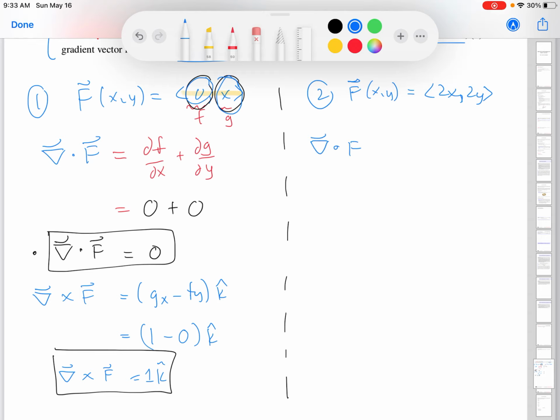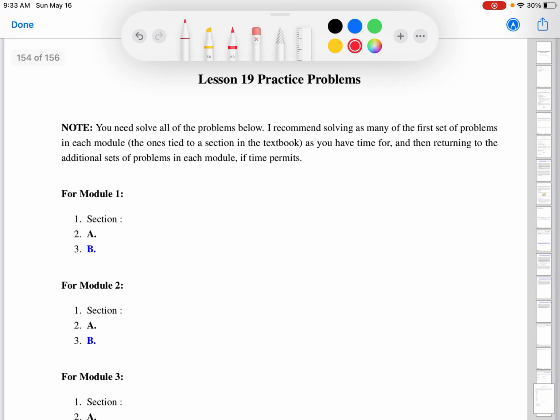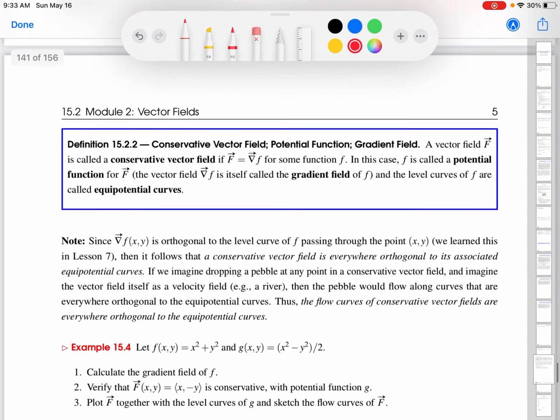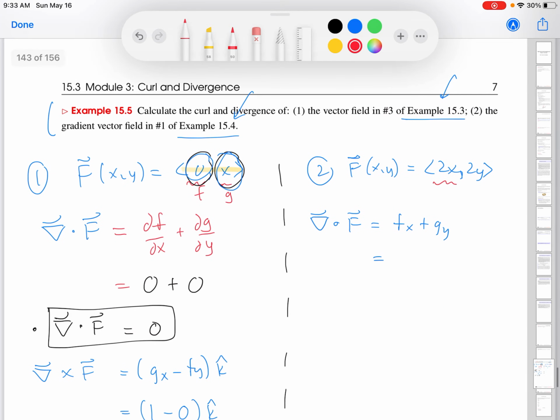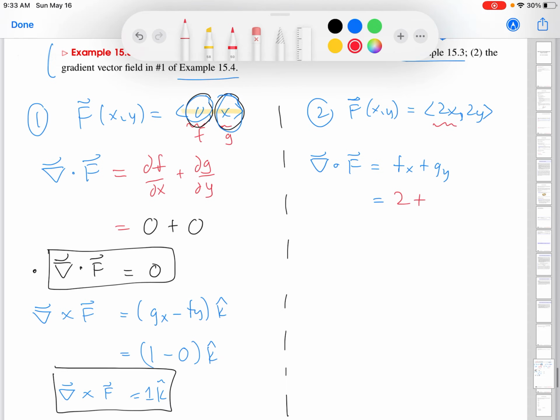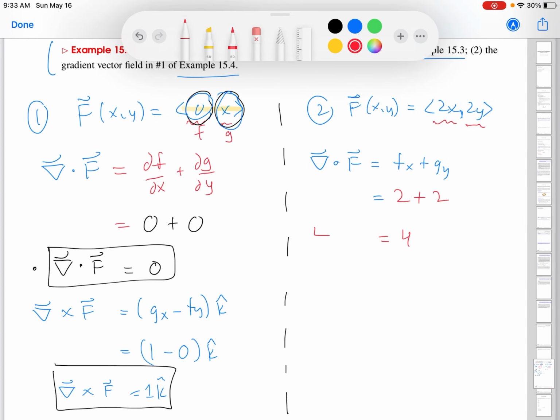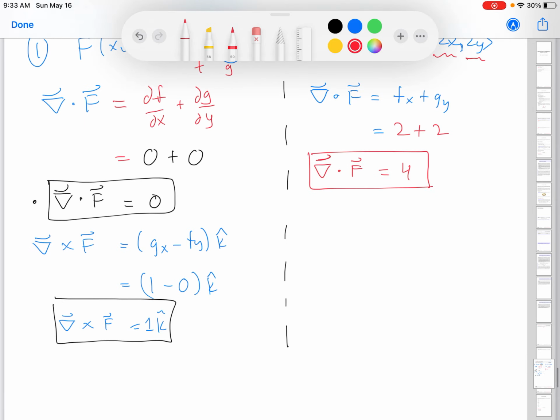So divergence here of the vector field f, again f_x plus g_y, and here is my f. It does depend on x. f_x there is 2. And then g_y, well, this is 2y. Partial with respect to y here is also 2. So I get 4. So this vector field does not have a 0 divergence. This vector field does have a non-zero divergence, a positive one specifically.